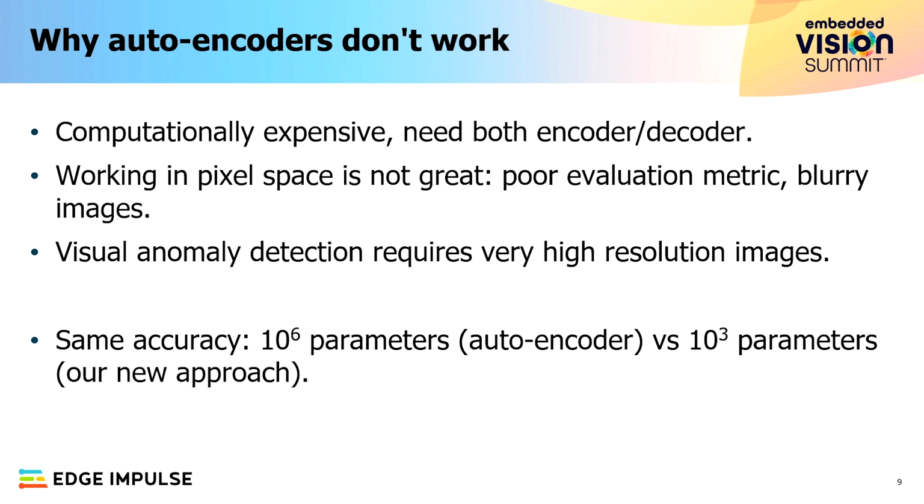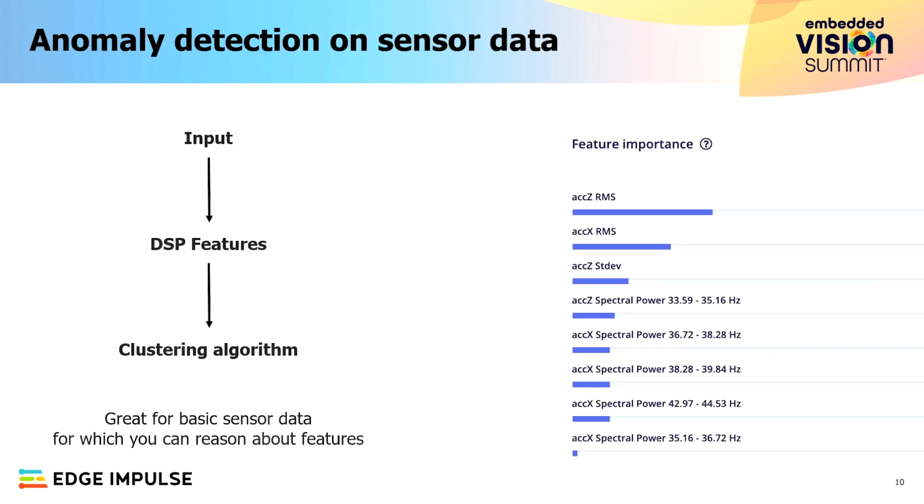So we started thinking about how we can do something better. Just as a comparison, with the new approach we needed about three orders of magnitude fewer parameters to get the same accuracy as we could with autoencoders. And you can see from this, if that is the difference in the number of parameters, there's a very constrained set of things you can do with autoencoders that you can do with our new approach, FOMO-AD.